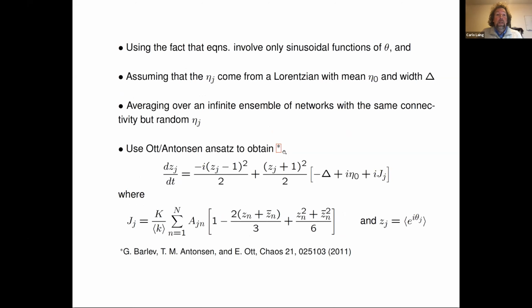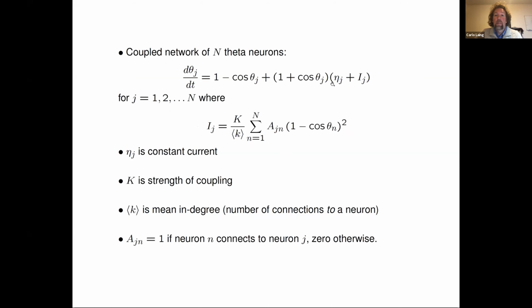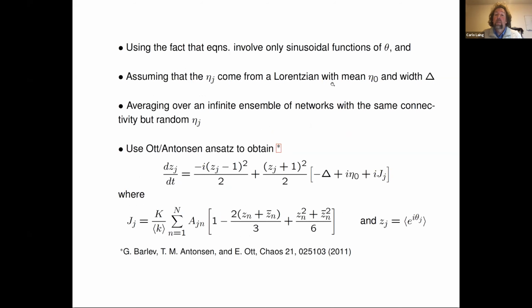So we're going to reduce these. Skipping over a lot of the theory that I'm sure other people will talk about, Scott Hanton and that. Use the fact that these equations involve only sinusoidal functions of phases. Assume that our eta j's, these ones here, come from a Lorentzian with some mean and width. Then we're going to average over an infinite ensemble of networks with the same connectivity but random etas, and we derive these equations down the bottom. So these were already derived earlier by Barlev et al. for a different network. It's the same idea though.